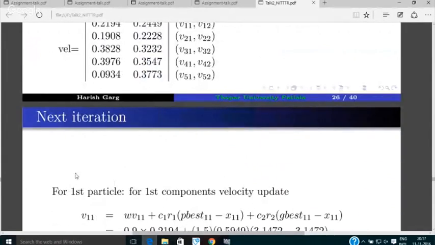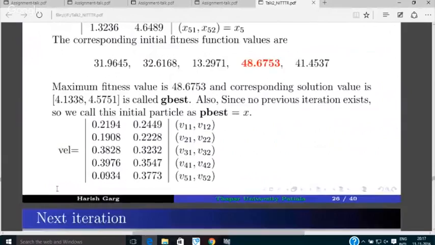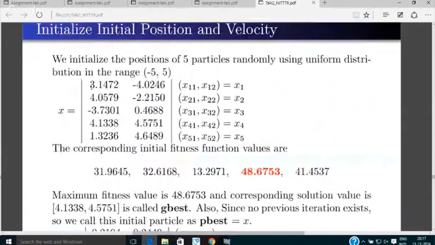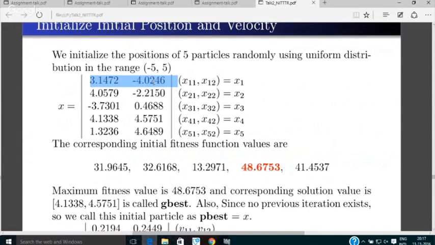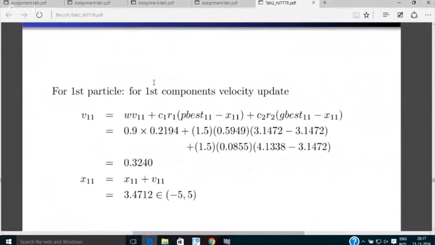Okay, so for the first particle I have to check whether 3.1472 and -4.0246 is the best value for the position for particle 1 or not. If it is not, I can update that. Otherwise, I can preserve this value. So how can I update that? So see, for the first particle, for the first component.